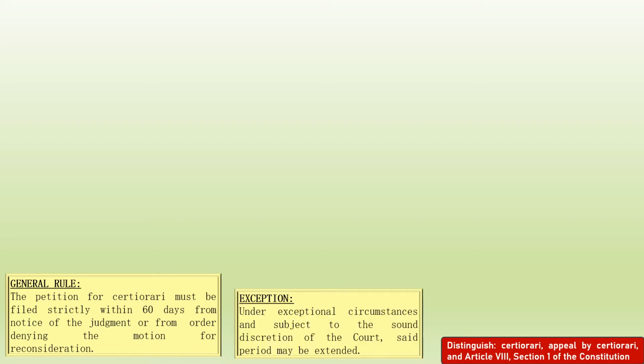So ulitin natin, what is the general rule? The general rule is your petition for certiorari must be filed strictly within 60 days. 60 days from when? From notice of the judgment or from order denying the MR. But is there an exception? There is. Under exceptional circumstances and subject to the sound discretion of the court, said period may be extended. So what are those recognized exceptions?